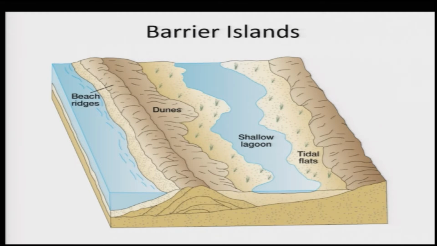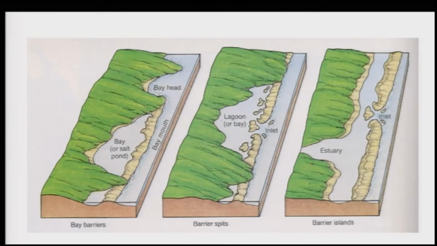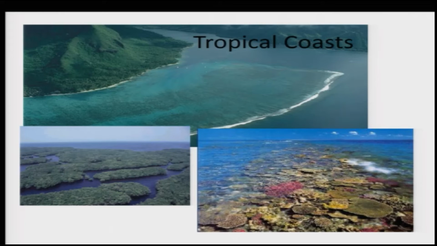If we again have an enclosure like the beach ridge or the dunes, then the shallower part behind the beach ridge or the dunes will be your shallow lagoon, and then you will have the tidal flats. This is an example which shows how the barrier beach progressively allows the formation of the enclosure of the bay area or the lagoons. This is typical of the tropical coast.